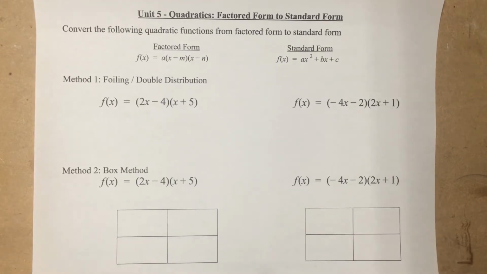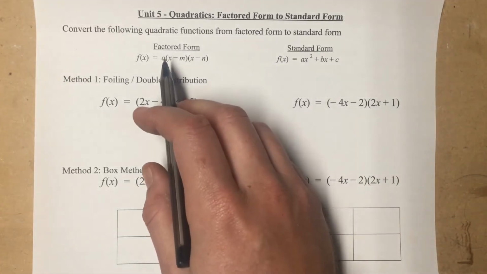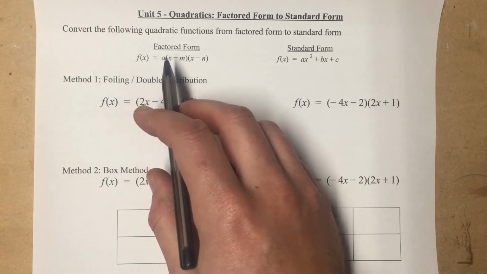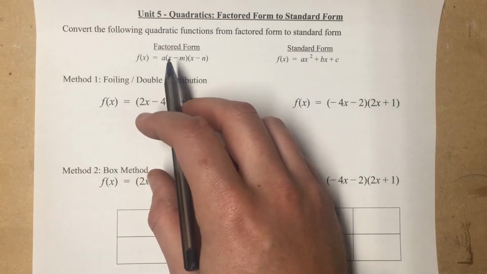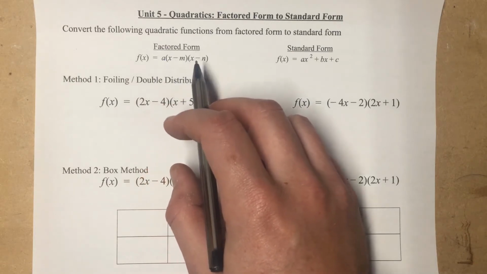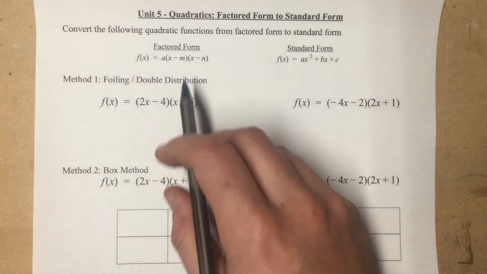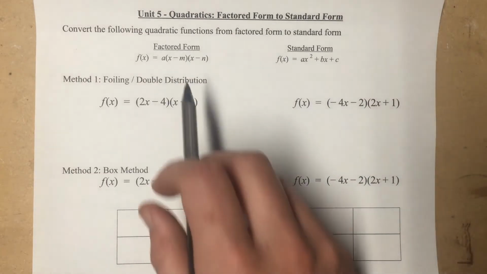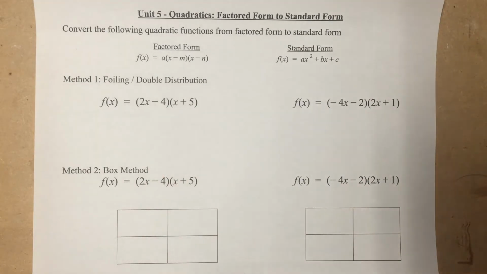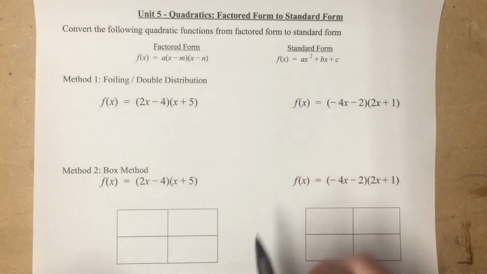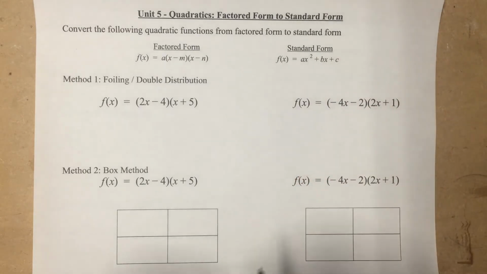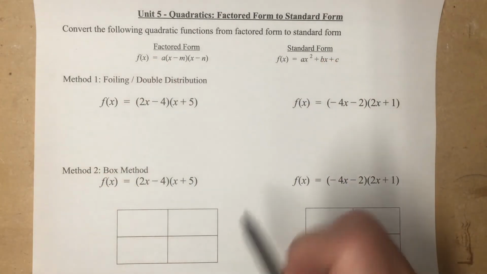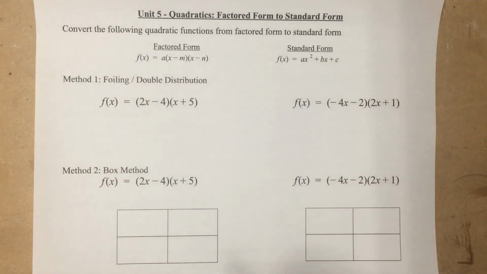All right, so here is our factored form for a quadratic. Our f of x is equal to a times the quantity x minus m times the quantity x minus n. We use this form for graphing, where m and n are our x-intercepts. Then we have standard form. F of x is equal to ax squared plus bx plus c. Both of these forms will give us a parabola shape when we graph it, and they're both quadratic functions.